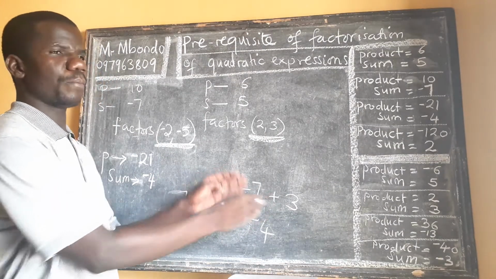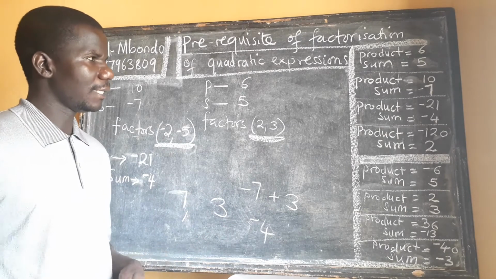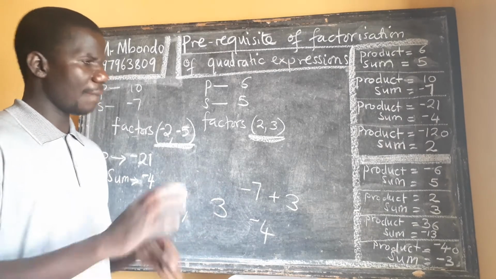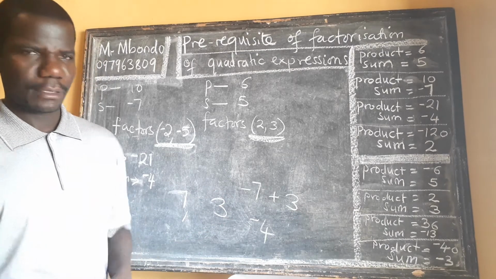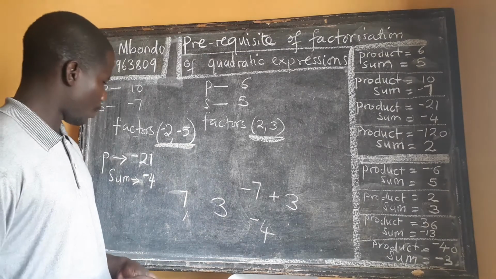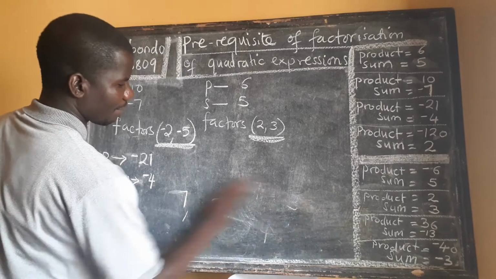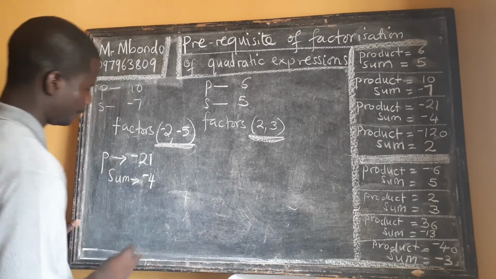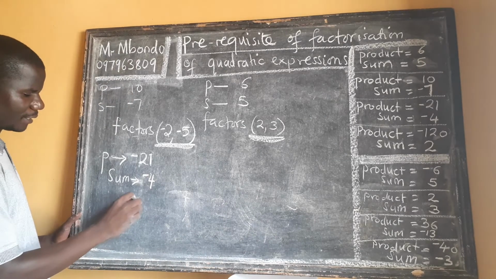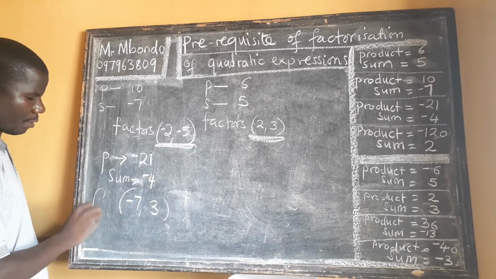So this is also a topic on its own in grade 8, 7. But there are things that just come in when we come to grade 10 through to grade 12 and beyond, okay? So the factors that we have will be negative 7 and 3. These will be our factors.